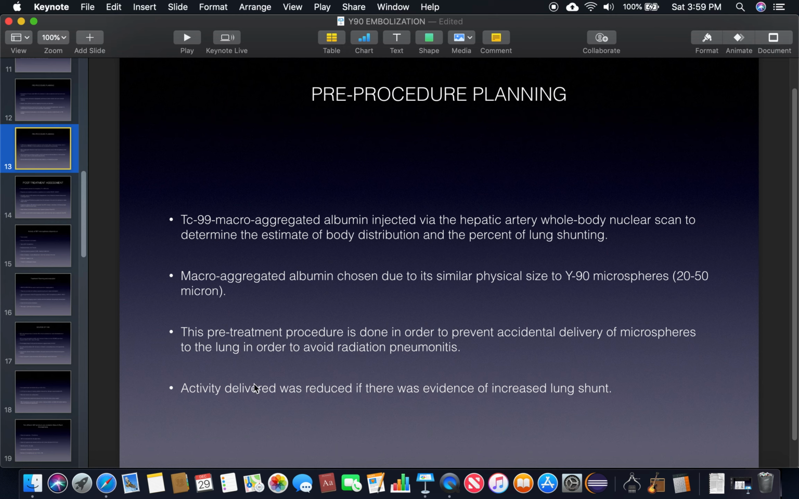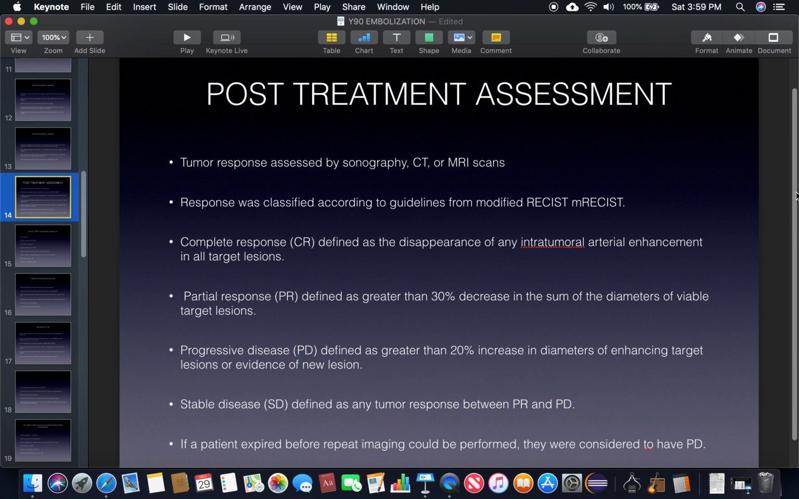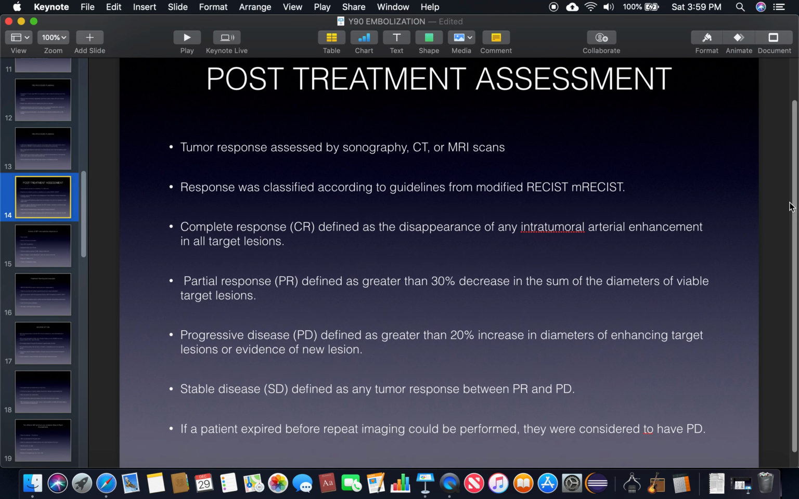Now, this is done to avoid any excessive shunting to the lungs and resultant radiation damage. If there is a shunt to the lungs, then we have to reduce the dose accordingly, or perhaps not even give a dose if there is a large shunt to the lungs. Now, the tumor response can be assessed by sonography, CT, or MR scans, and you can use modified RECIST.